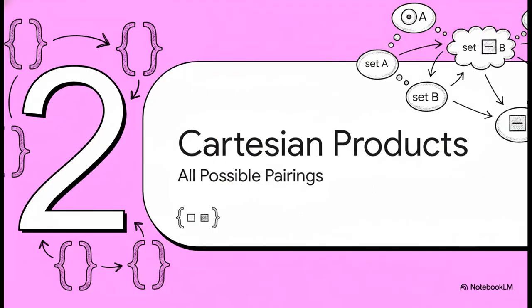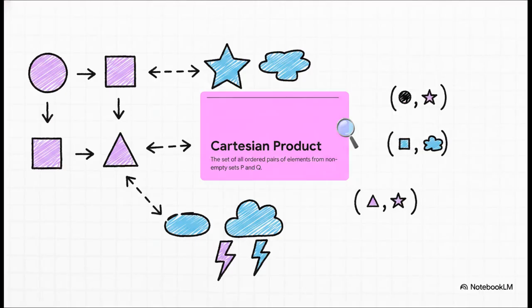Moving right along to step 2, Cartesian products of sets. Let's give that idea a formal mathematical name. Given 2 non-empty sets, we'll call them P and Q, the Cartesian product, which we write as P times Q, is simply the set of all ordered pairs of elements from P and Q. It's just a comprehensive collection where your first element always comes from your first set P, and your second element always comes from your second set Q.